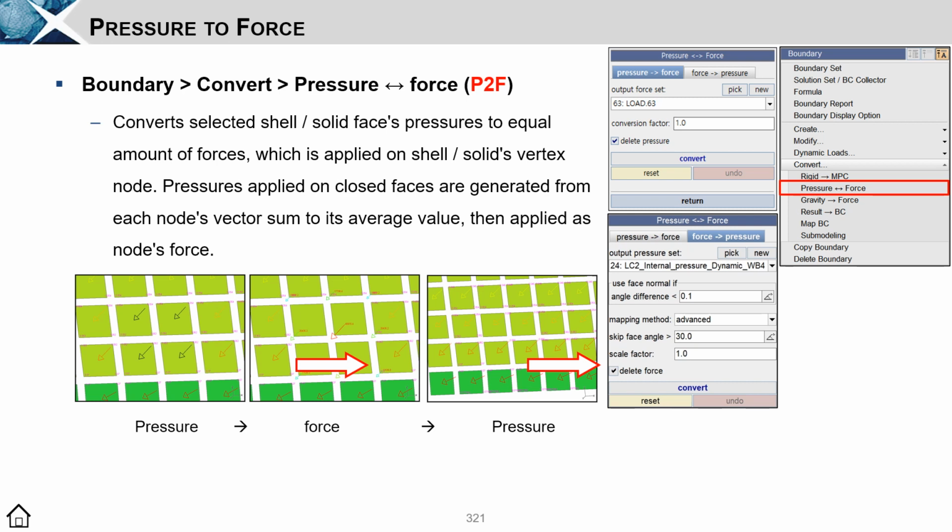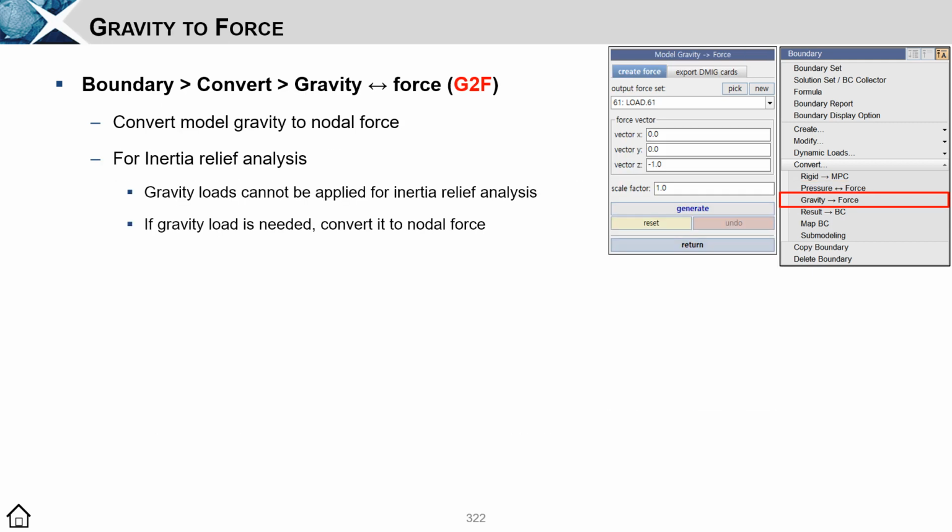Pressures applied on closed faces are generated from each node's vector sum to its average value, then applied as the node's force. The G2F command is a function that converts the weights applied to the model into a nodal force. The weights obtained using mass-tune can be used to convert it to a nodal force.